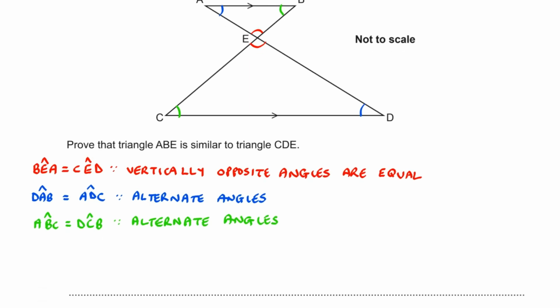And therefore what we have over here is the angle relation, and therefore we can conclude that the triangle ABE is similar to the triangle CDE.